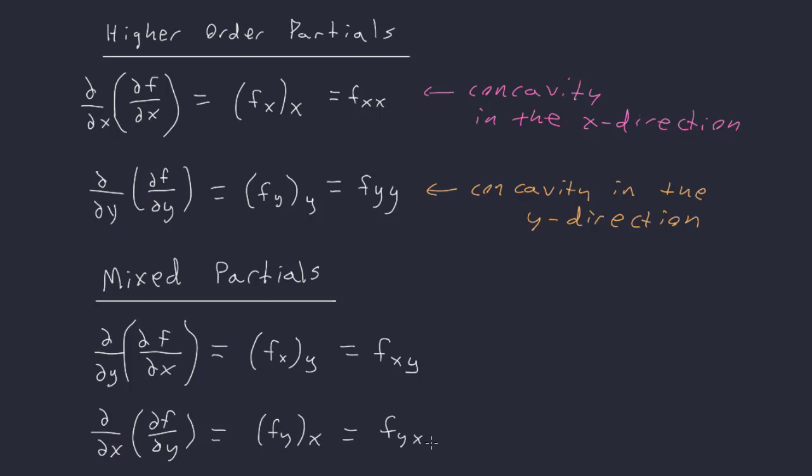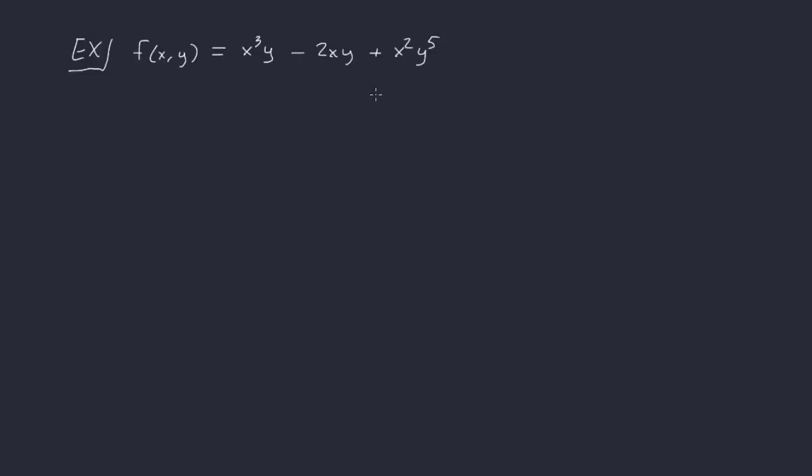Okay? We could go back to the previous example to look at these, but they're not going to be that interesting. So what I'm going to do instead is let's look at a new example and do all of the higher order partials of order 2. Okay, so we'll start with something like this. Let's say f of xy is equal to x cubed times y minus 2xy plus x squared y to the 5th.